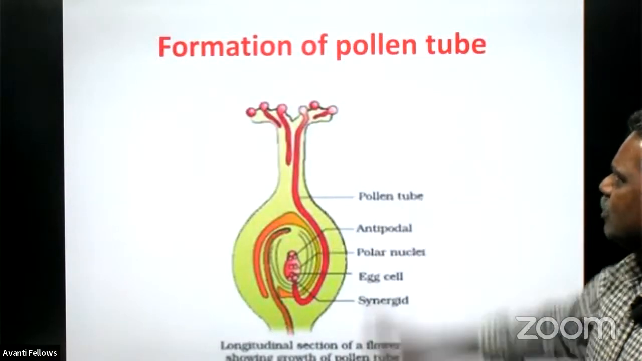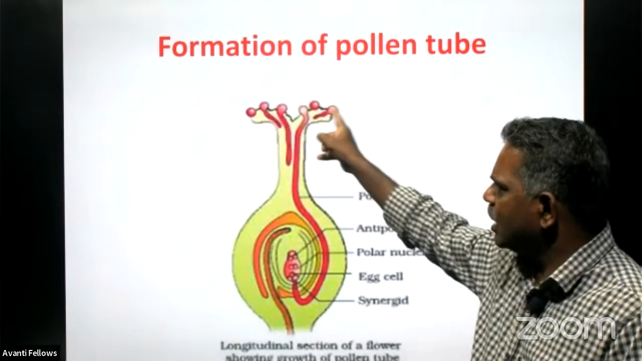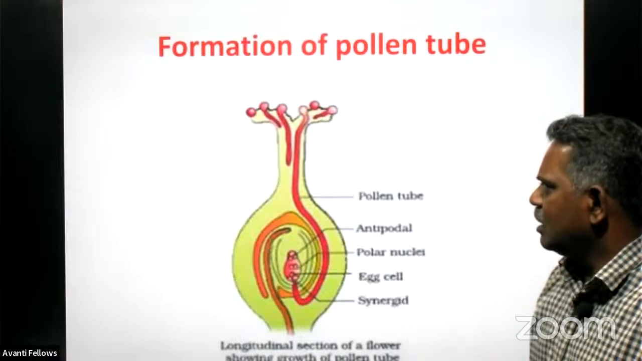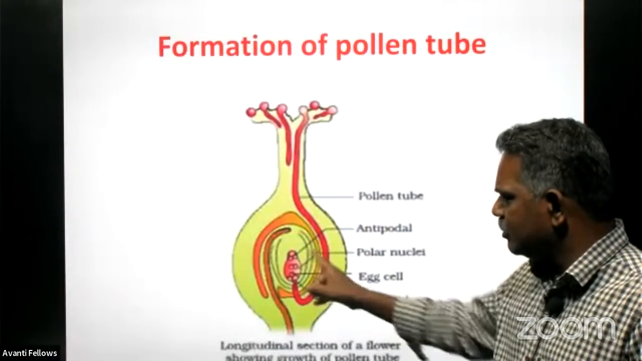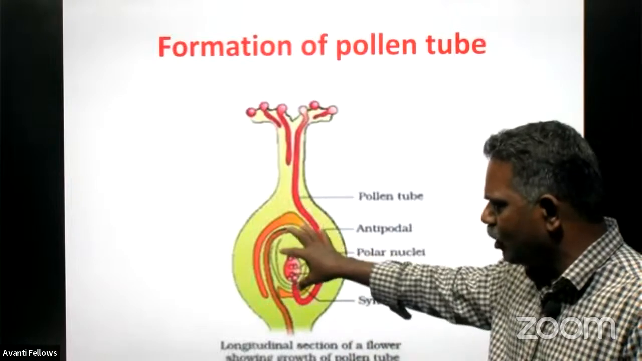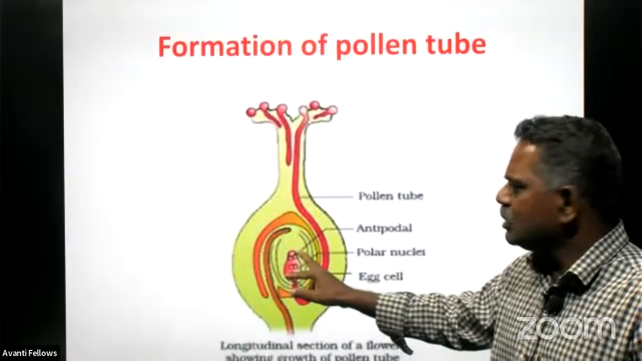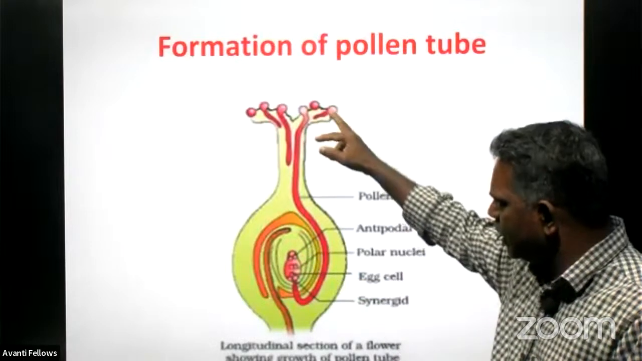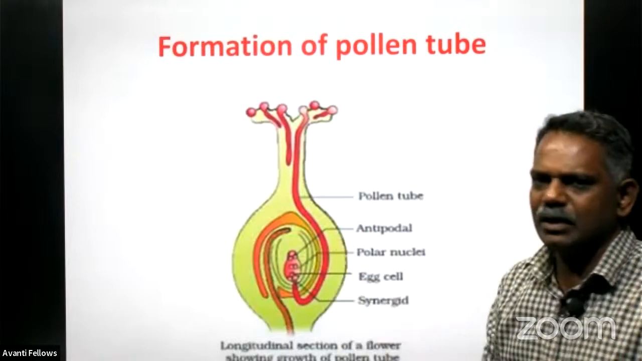So this is the formation of pollen tubes. See, many pollen grains are attached to the stigma region, but only one pollen grain gets the opportunity to fertilize the egg, because only one ovule is present in one ovary. This ovary consists of only one ovule, so naturally it permits only one male gamete the opportunity to fertilize.